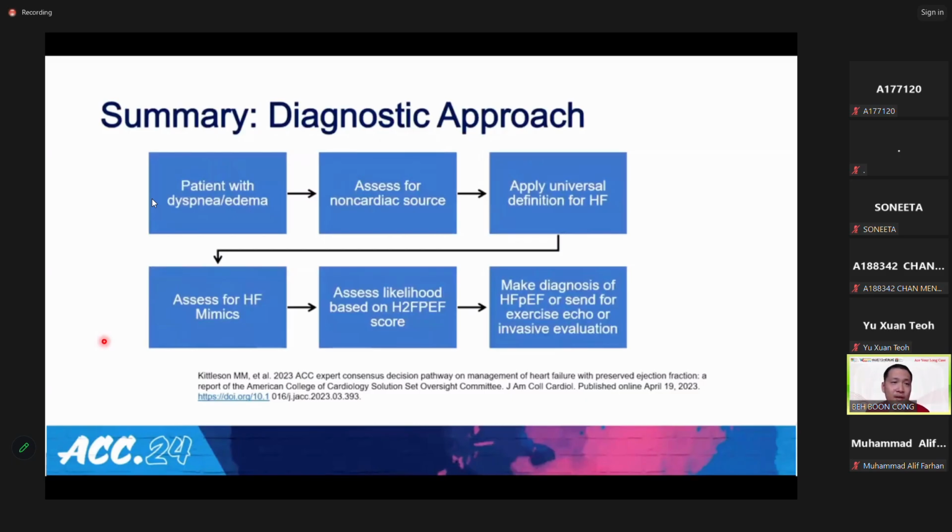So for a patient with dyspnea and also edema, you have to look for other non-cardiac causes before you label them as purely because of the heart. Okay?